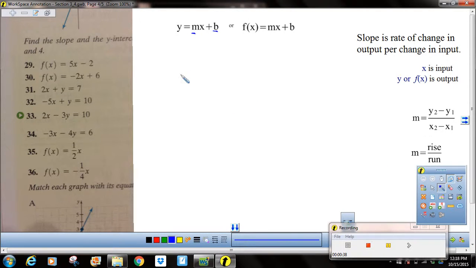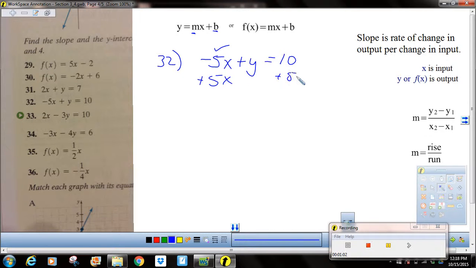In the previous video we did number 29 and 30. I'm going to start with 32. On number 32, the equation is negative 5x plus y equals 10. We need to recognize this is not slope-intercept form. It's not in this form right here. So what I need to do is solve for y. I'm going to add 5x to both sides. I get y is equal to, these are not like terms, I'm going to write the x term first. I now have my slope is 5. The y-intercept is 10.